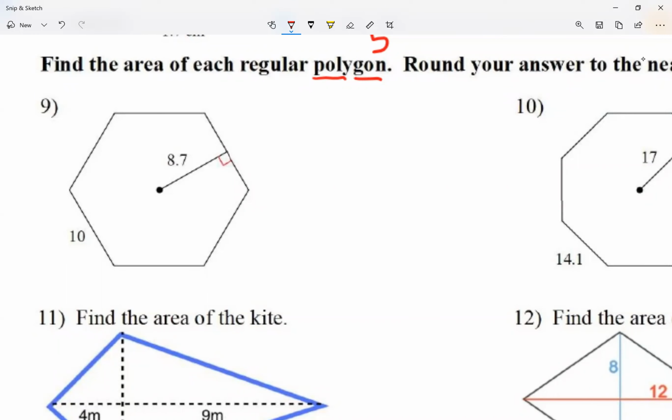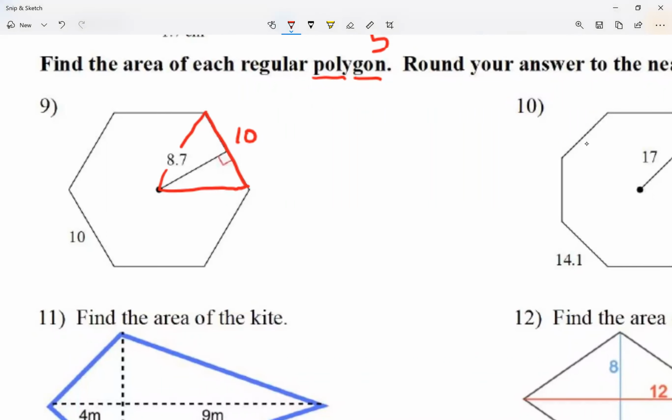I know how to get the area of a triangle, and I'm going to use the idea of a triangle to get the area of a polygon. Now, we call this a regular polygon, which means that all the sides are the same length. So in this case, for number 9, I'm going to say this measurement outside is 10. You can see where I got the 10 from, because all the sides are the same length. I'm going to use the idea of a triangle. There's a 90-degree angle in my triangle, so let me create this triangle here.